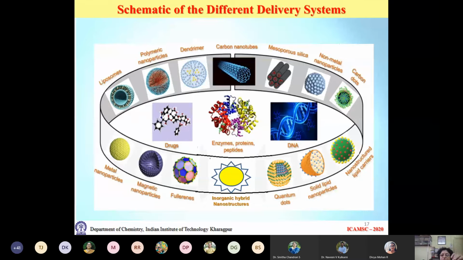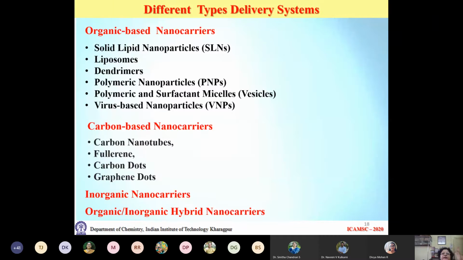So what are the major categories into which we can classify this entire domain of delivery systems? The way I have designed to speak about it is organic based nanocarriers. You can have carbon based nanocarriers. You can have inorganic based nanocarriers. Inorganic structures are actually not used on their own. They are always in combination with an organic moiety.